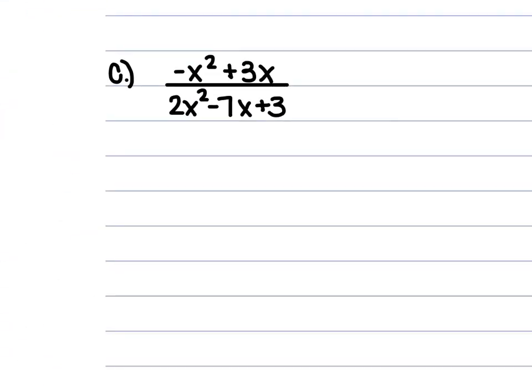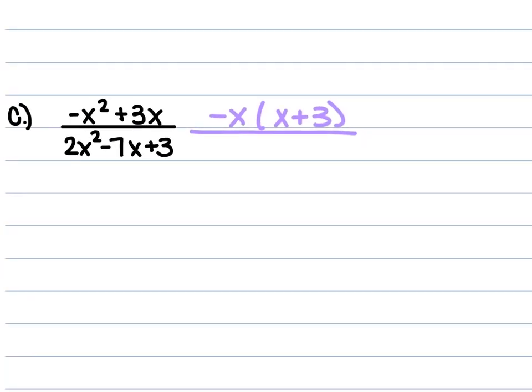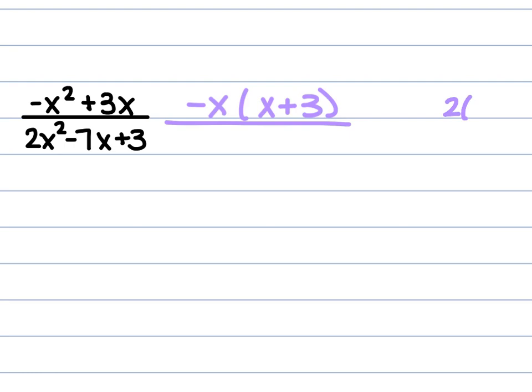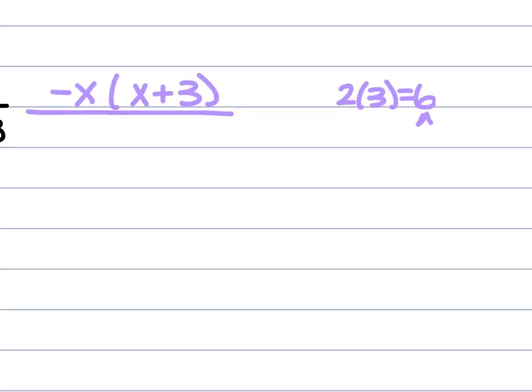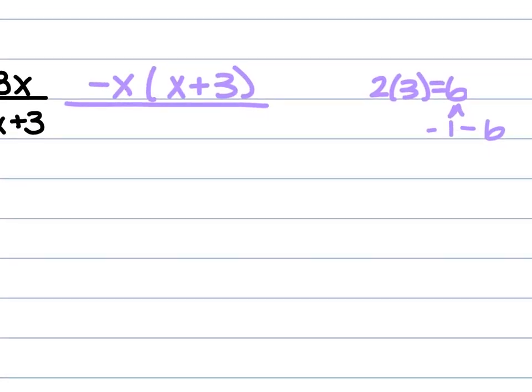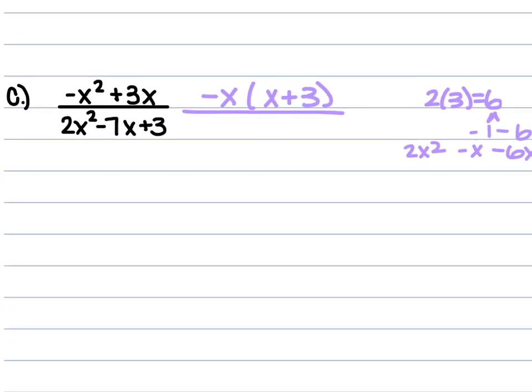For C, we have negative x squared plus 3x over 2x squared minus 7x plus 3. I'm going to factor out negative x from the top to give me x plus 3 left. And on the bottom, I'm going to take the 2 and multiply by the 3. We get 6. The factors of 6 that add up to be a negative 7 are negative 1 and negative 6. So this is going to be 2x squared minus x minus 6x plus 3.